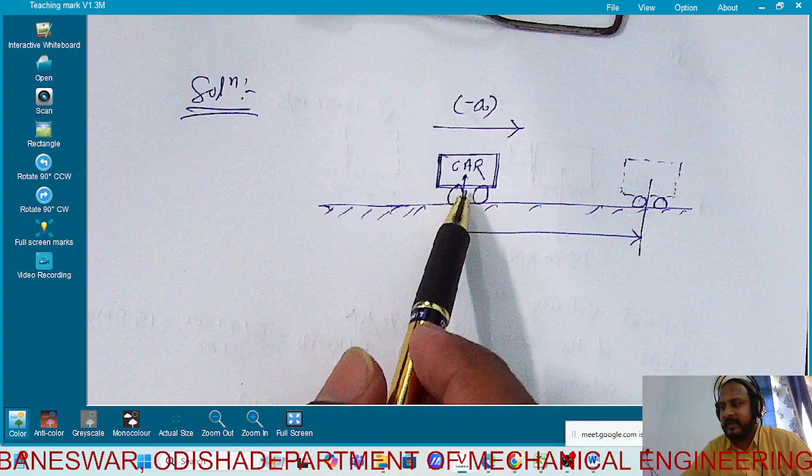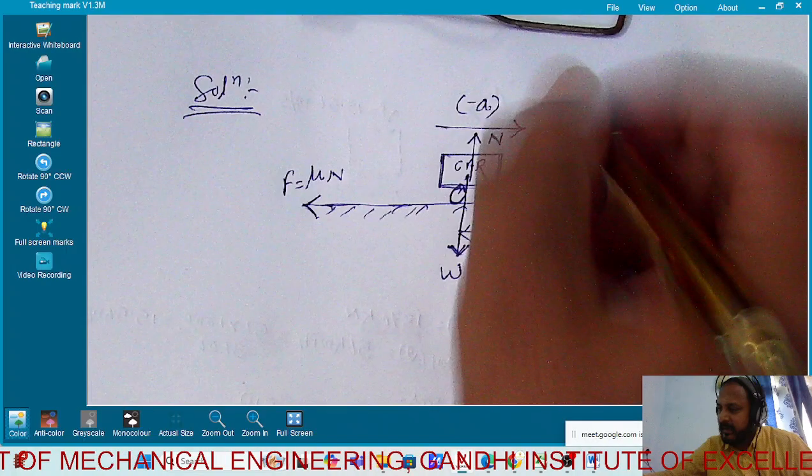Yes, sir. Is it correct? Now from this diagram, N is equal to W or not? You see there are only two vertical forces. During the total journey, N will be equal to W or not? Yes, sir. During the total motion. So here can I write mu into W? F is equal to mu N, and N is equal to W. So I have substituted W instead of N.